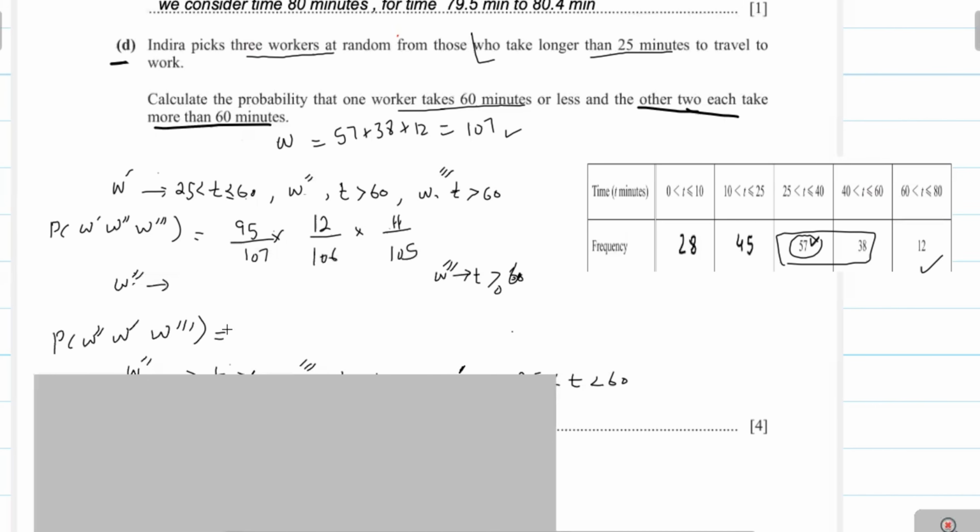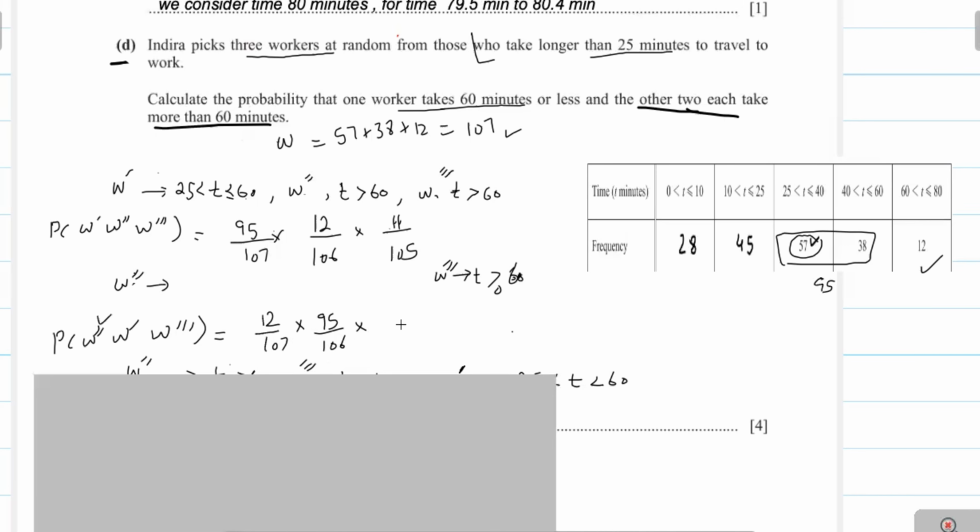In this case, the probability of W double dash, if we select a worker who takes time more than 60 minutes, is 12 out of 107, multiplied by the worker who takes time less than 60. You see here, 38 plus 57 is 95. Now 95 workers out of 106, because one worker is already selected. And for W triple dash, we have to select a worker who takes time more than 60 minutes.